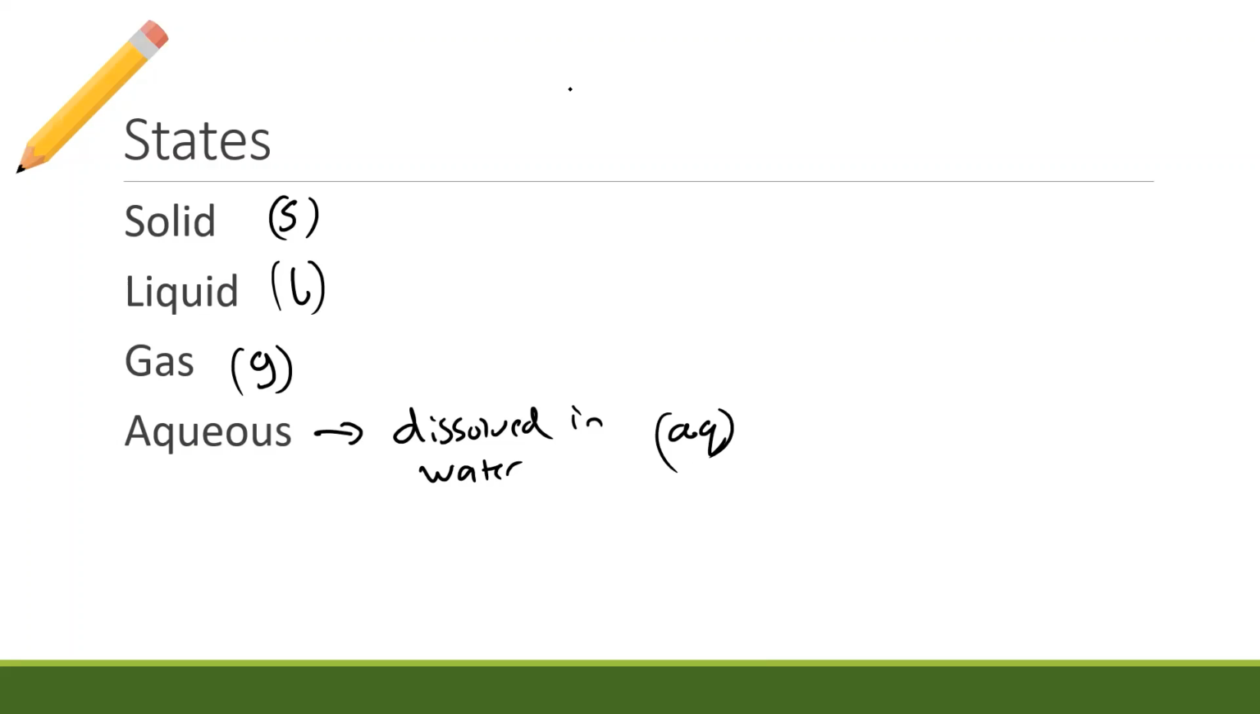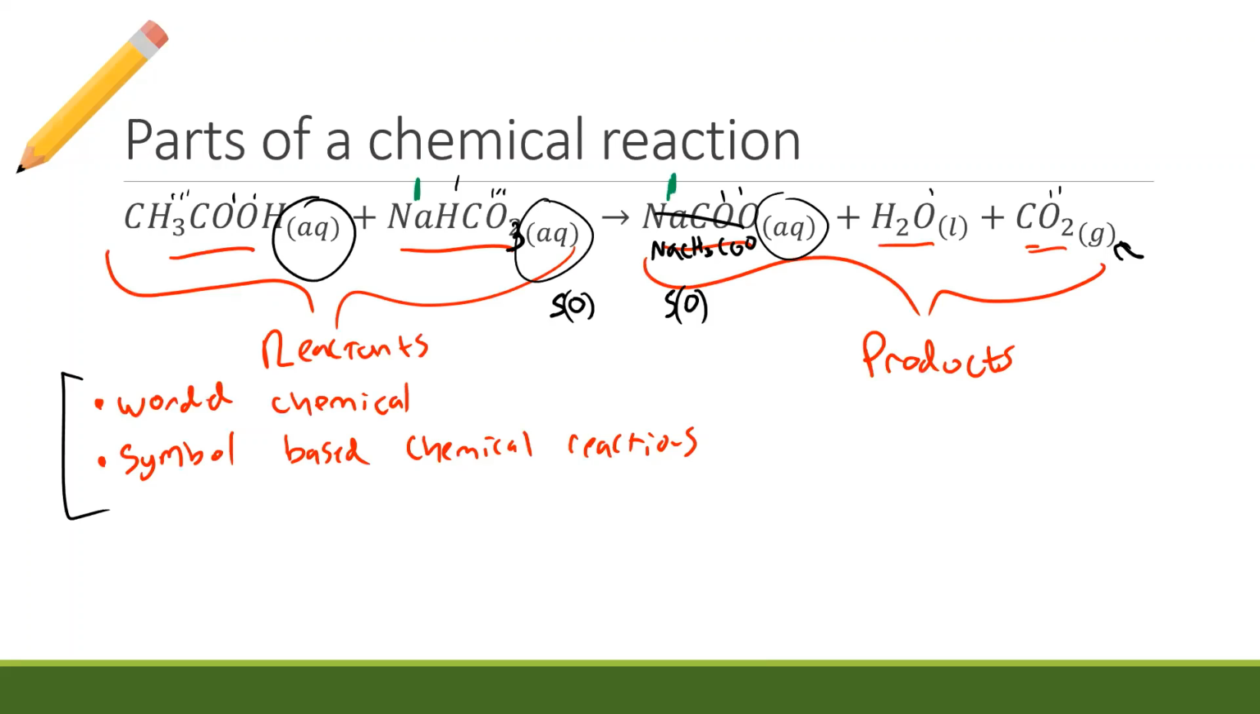So before you copy this down, I want to show you. On this page here, we've got aqueous, aqueous. So that means these two are dissolved in water. And the product is also dissolved in water. Now, water can't be dissolved in water because water is water, so it has to be a liquid. And carbon dioxide is a gas.